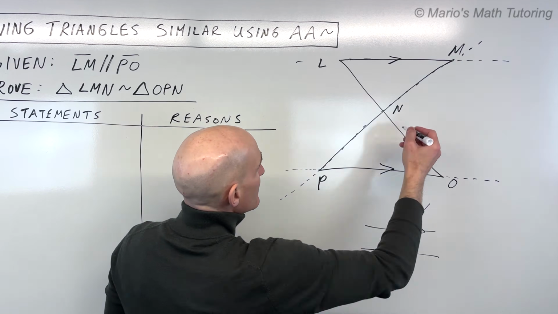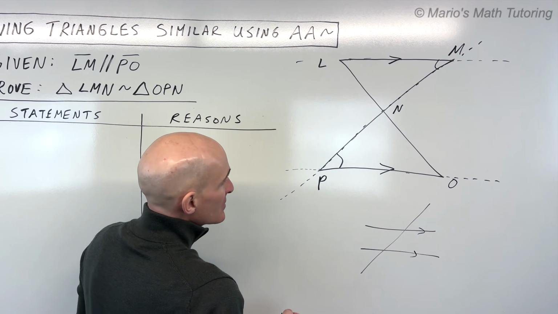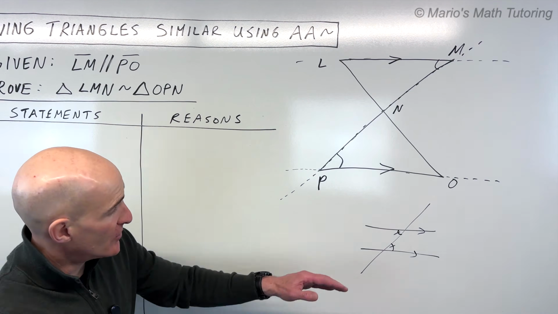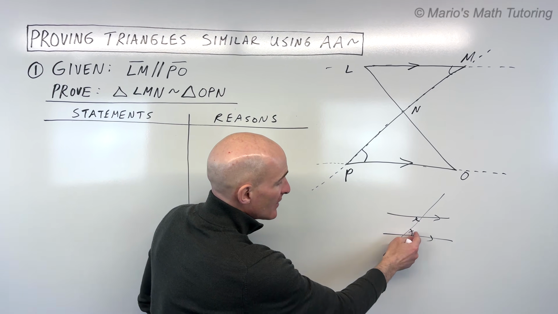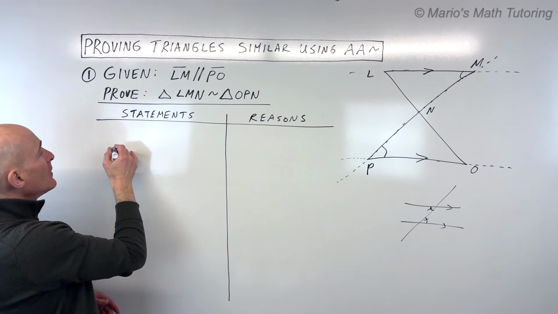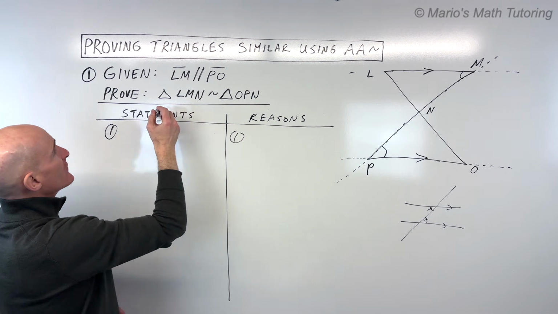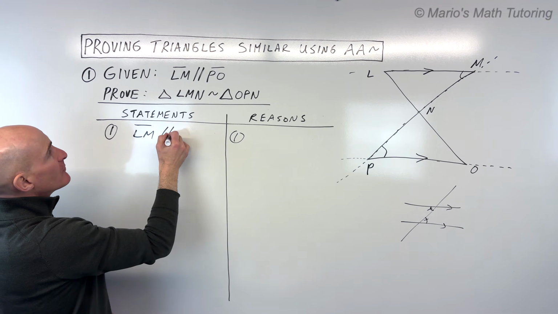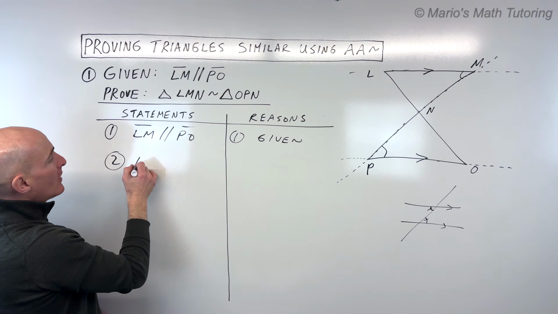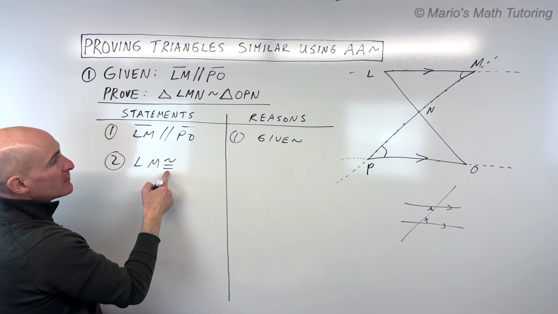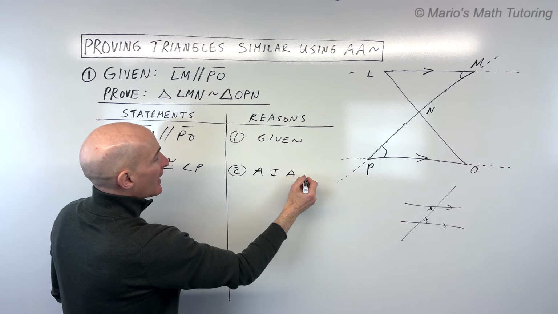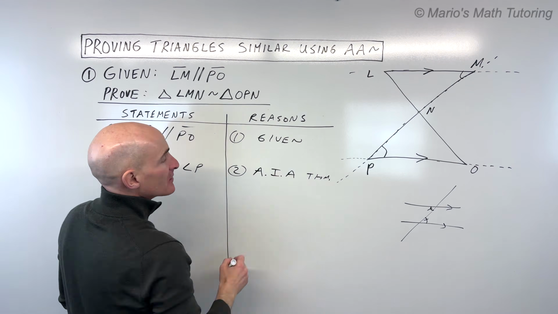And remember how this angle and this angle are congruent? So that would be something like here and here. Those are called alternate interior angles. Interior, they're in between the two parallel lines. One's on the left, one's on the right side of that transversal. So that's what we're going to state first here. In the first statement, usually what you want to do is write your given. So we're going to say LM is parallel to PO. That's just going to be given. Step number two, we're going to say that angle M is congruent to angle P, and that's by the alternate interior angles theorem. I'm just going to abbreviate for space here.